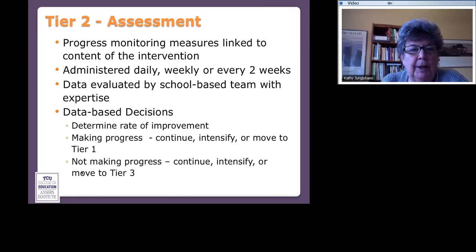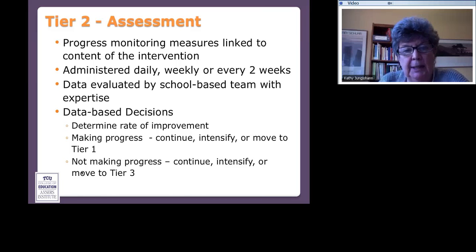The data for the progress monitoring should be evaluated by school-based teams who have expertise in looking at data and interpreting data. And the types of data-based decisions in Tier 2 would be to first determine what the rate of improvement is on students who are receiving Tier 2 instruction. And if they are making progress, should they continue in Tier 2? Should Tier 2 be intensified so they may make even more progress? Or have they made enough progress that they're ready to move to Tier 1?